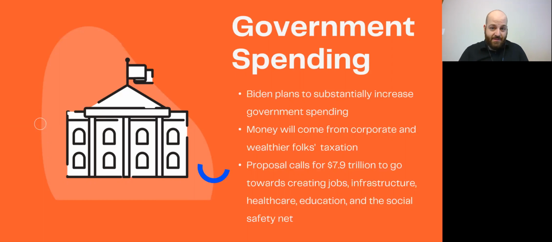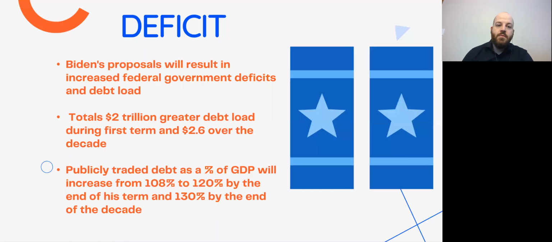What happens based on these proposals, again, remains to be seen. That's something we're going to watch very closely. However, an increase in government spending, even with the tax plan we talked about earlier, we do anticipate will add to the debt and the deficit. So the deficit, right on cue, right? Biden's proposals will result in increased federal government deficits and debt load. And $2 trillion greater debt load during the first term, $2.6 trillion over the decade.